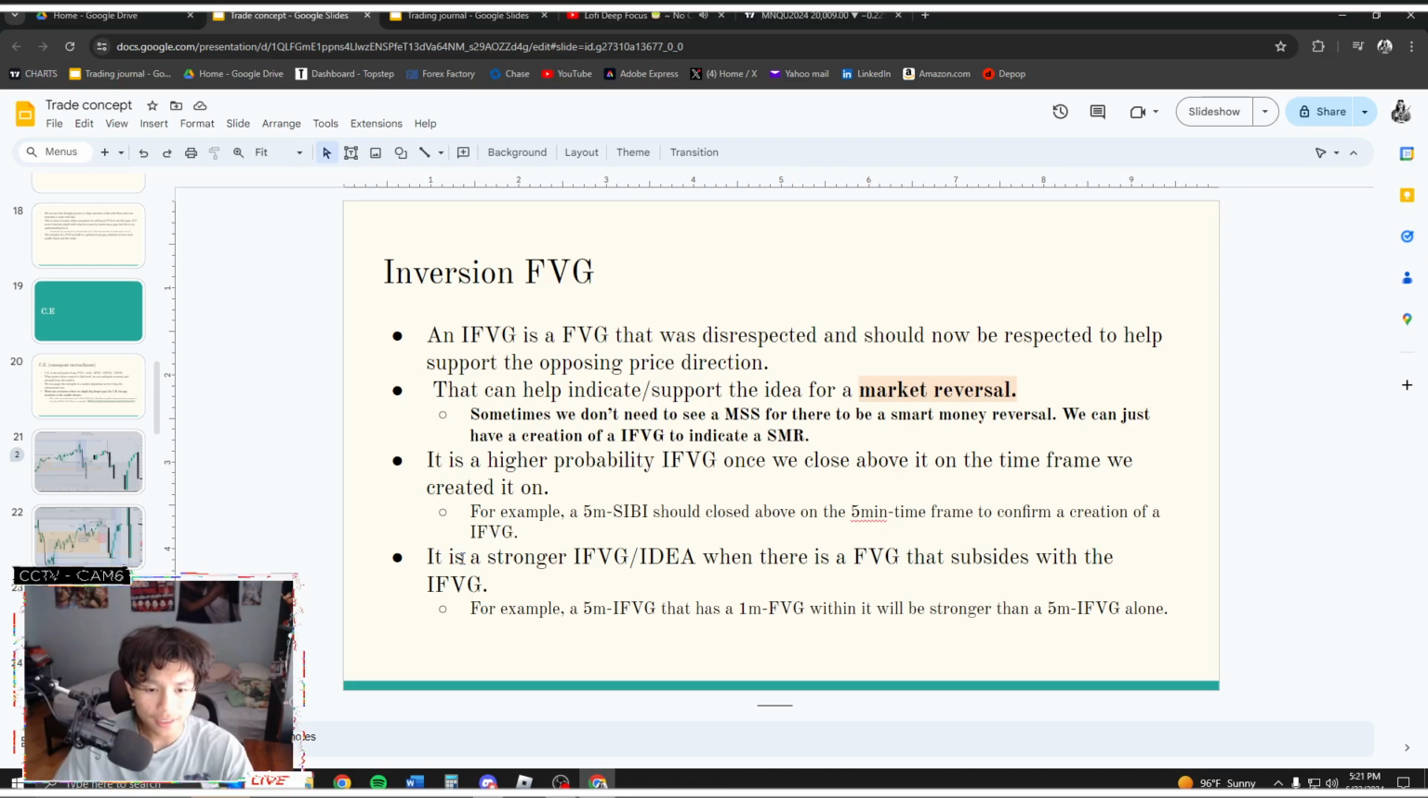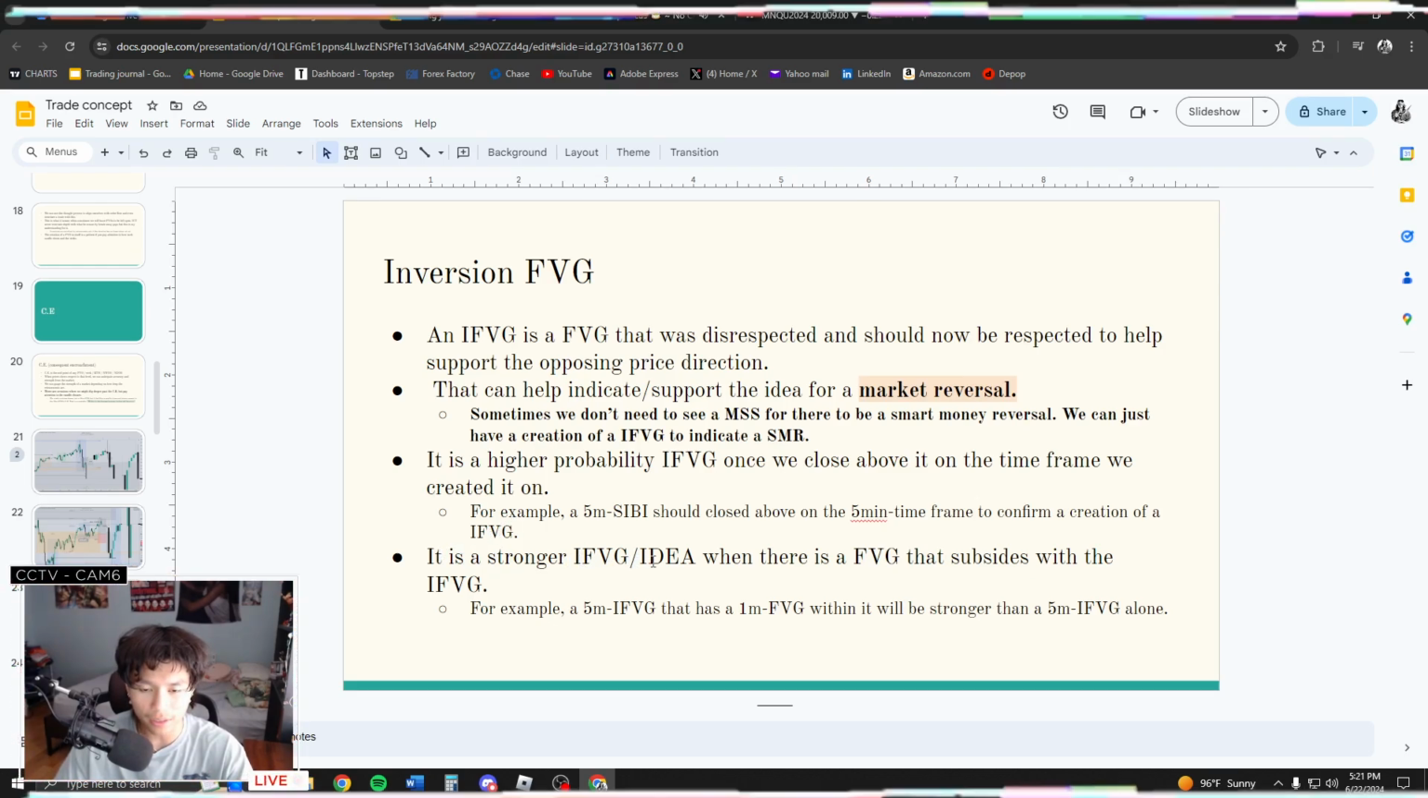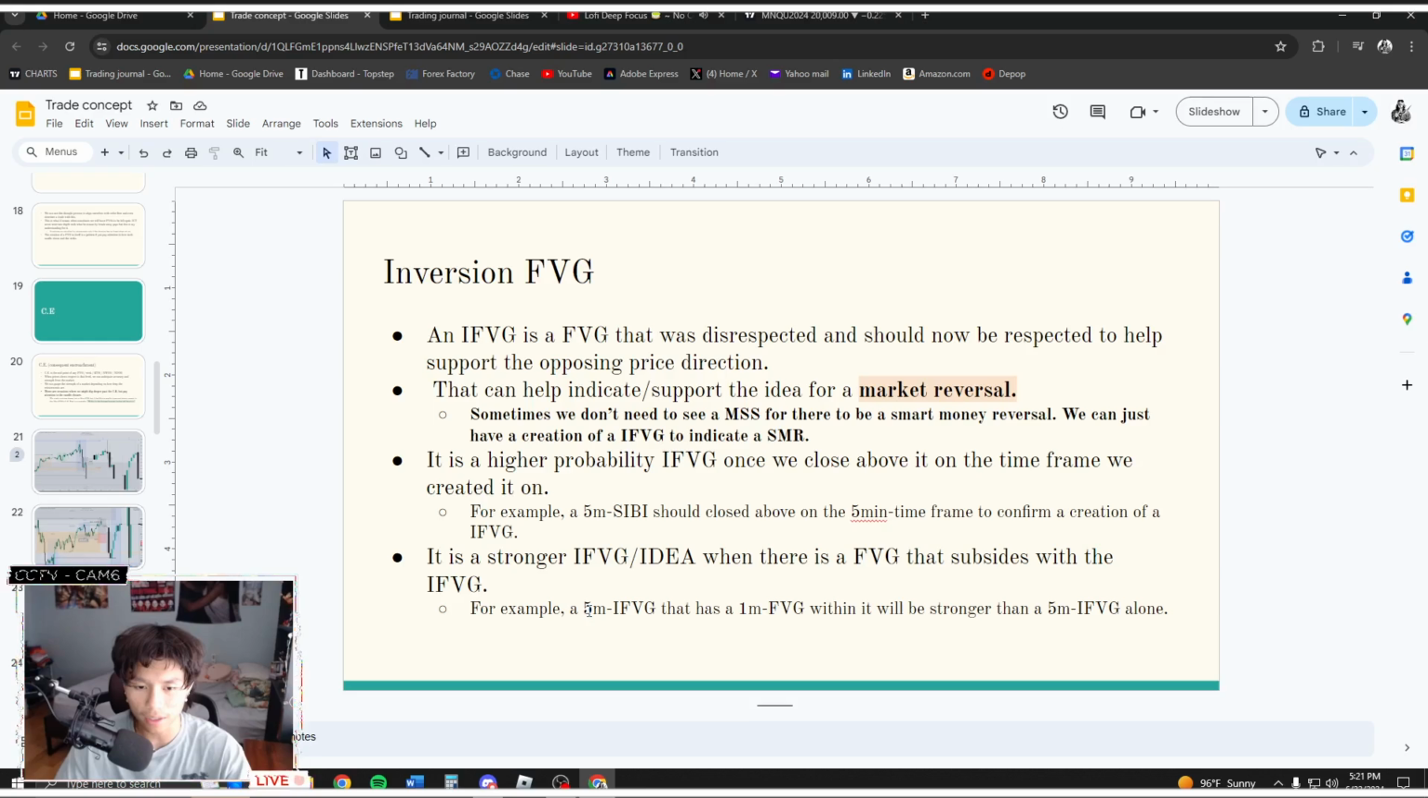Alright, so it is a stronger inversion fair value gap idea when there is a fair value gap that subsides within the inversion fair value gap. So for example, a 5-minute inversion fair value gap that has a 1-minute fair value gap within it will be stronger than just an inversion fair value gap alone.